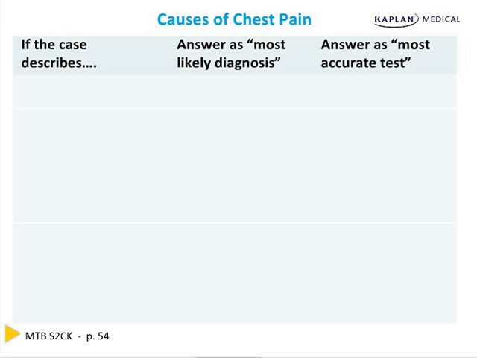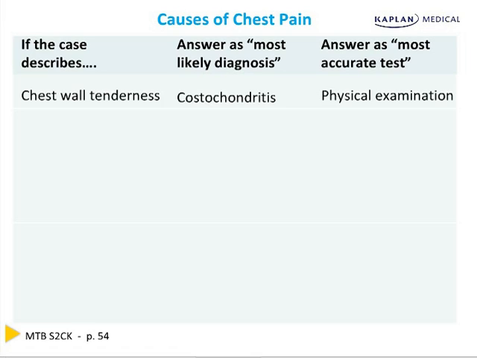In cardiology, not only physical findings, but the question, what's the most likely diagnosis and most accurate test are critically important. So if the case describes chest wall tenderness, your answer for the most likely diagnosis is costochondritis, also known as Tietze syndrome, or simply musculoskeletal pain. The most accurate test is, well, there is no real physical test except the physical examination.